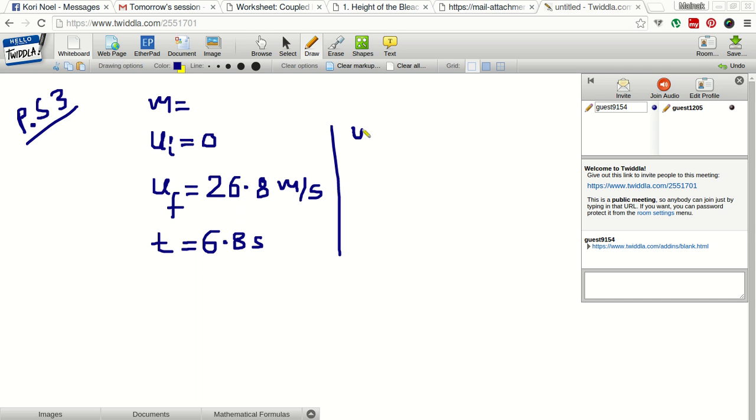Correct? Yeah. Okay. And you can even find the numerical value when discussing. So no problem. See, uf minus ui over t. Correct? Yeah. All right. And how much is that? That is 26.8 over 6.8. That's all I want to know. Okay, 26.8 over 6.8.